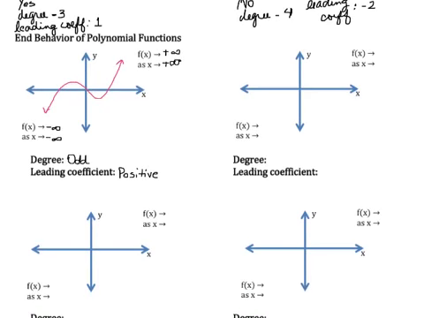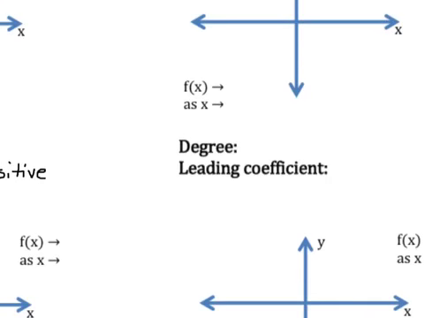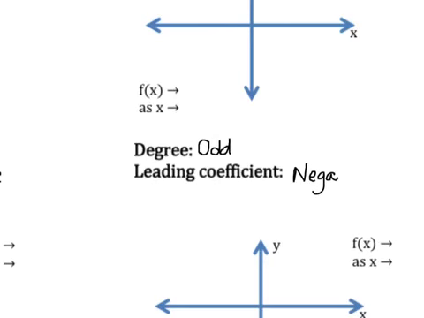Now let's compare it over here. I'm going to put another odd polynomial, but we're going to change the sign of our leading coefficient to negative. And I'm going to zoom in a little bit. So I want another odd one. And this time I want a negative leading coefficient.